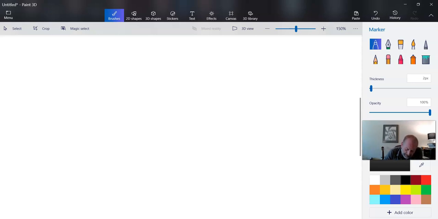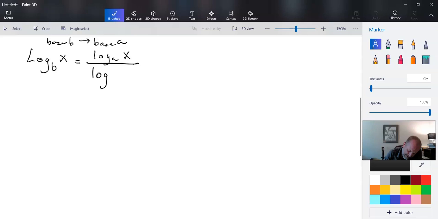So here's the change of base formula. If you have a log base b of some value x, right, and you want to switch it to some other base, so this is basically going from base b to base a, this is equal to log base a of x divided by log base a of b. Okay, so before we actually see how that works, I'm going to show you why it works.